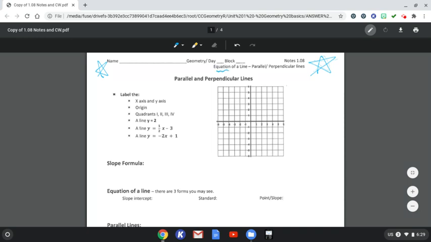Today we're going to be looking at the equation of a line. So we're going to think y equals mx plus b. We're also going to have some slope and y-intercept.